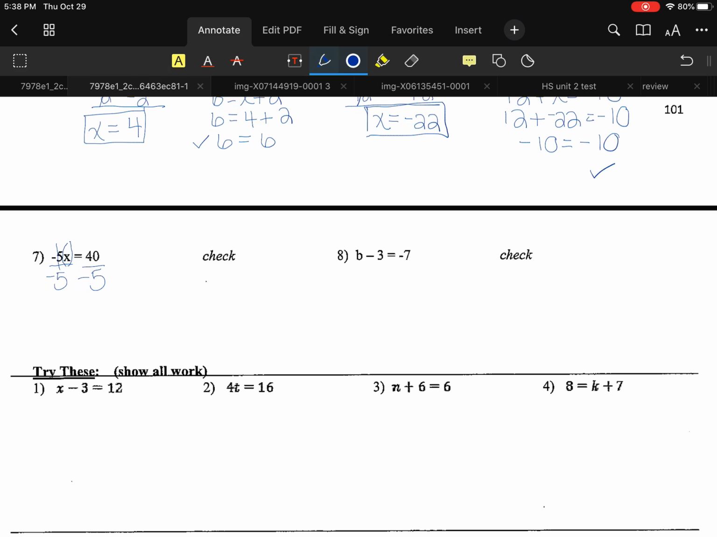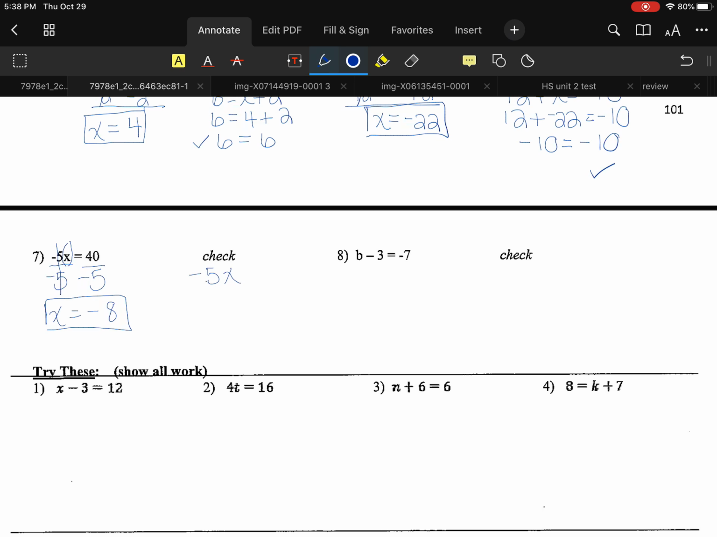Whatever you do to the left side of the equal sign, you do to the right. Those negative 5s reduce to 1. 1x is the same as x. 40 divided by negative 5, you could use your tic-tac-toe board or your calculator, but a positive divided by a negative should be a negative. 5, 10, 15, 20, 25, 30, 35, 40. So we have x equals negative 8.